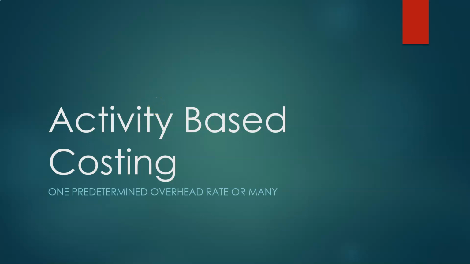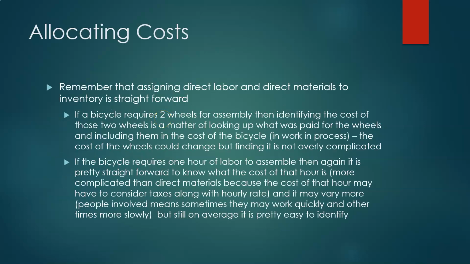We're going to talk about activity-based costing, or ABC costing. Allocating costs. Again, we're talking about cost allocation. Taking one cost and spreading it to whatever: to a job, to an activity, to a process. And what are we allocating anyway? We're allocating costs that we have assigned to direct labor and direct materials.